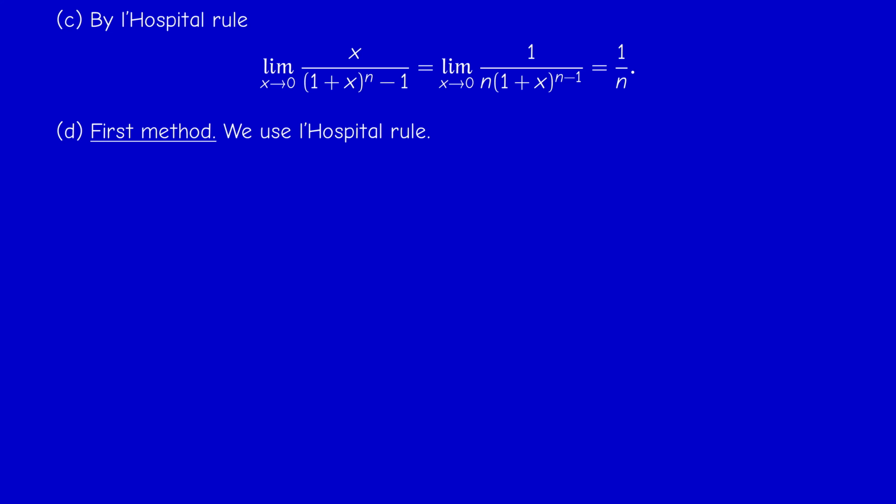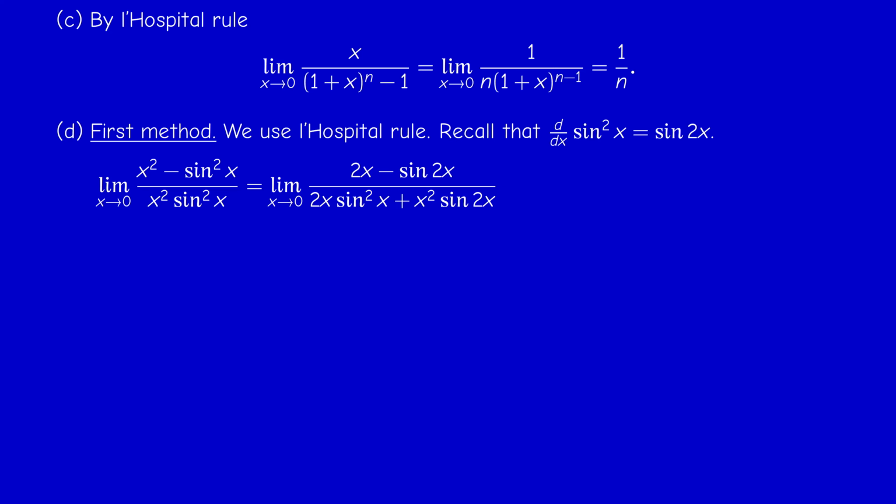Now for the fourth one: x squared minus sine squared x over x squared sine squared x. This is a little bit heavy in computation, but you should be able to do it. I will present the two methods, and you choose the one you like. But once again, the second method, which is Taylor approximation, is more precise.